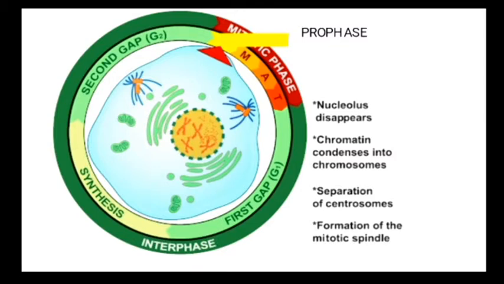Here we can see the nucleolus disappears. Nucleolus is the covering of the nucleus that begins to disappear. Then the chromatin, that is the thread-like structure inside the nucleus, condenses into chromosomes. We can see the X-shaped structure, that is chromosomes. The centrosome separates. Then the mitotic spindle is also formed.